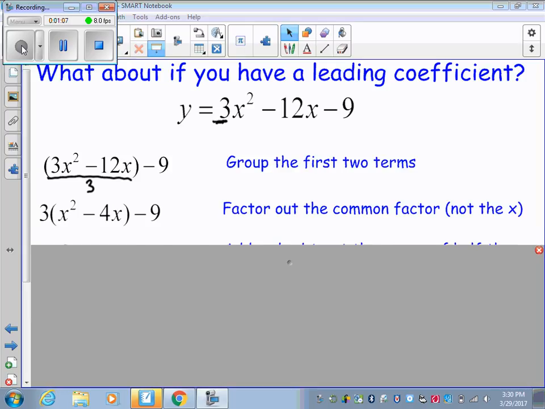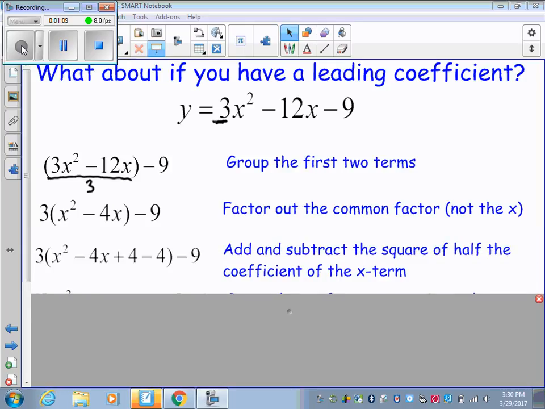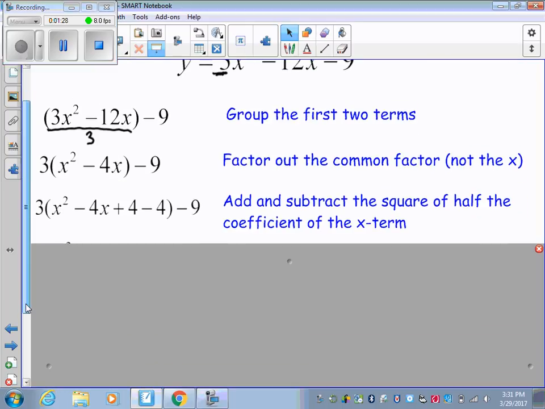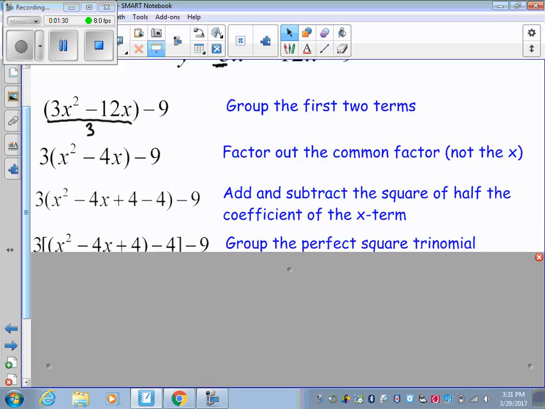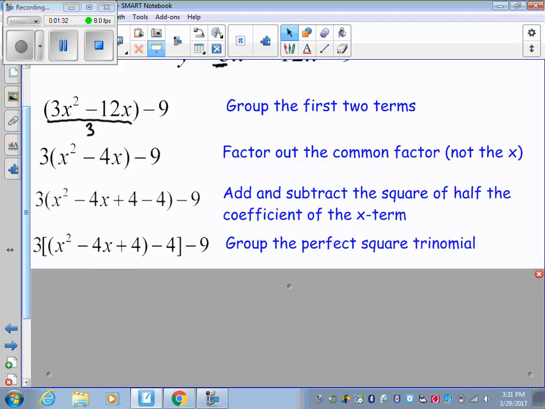Next step is very similar to the one without a leading coefficient. We think about what is half of this term, which is 2. So we're going to add the square of that, positive 4, and subtract the square of it, minus 4. Next step, group the perfect square trinomial.